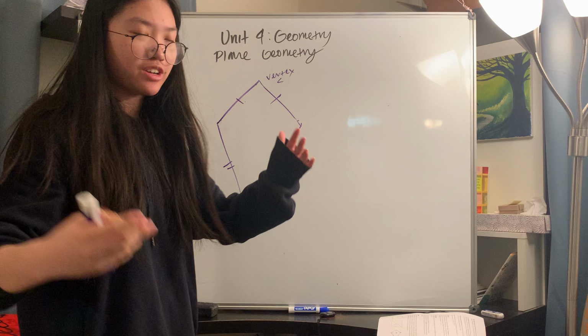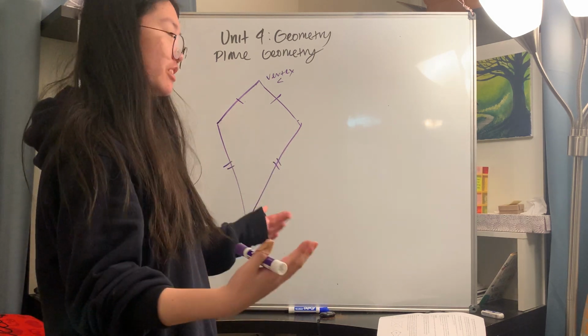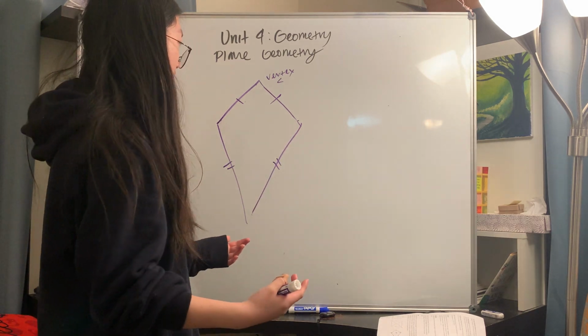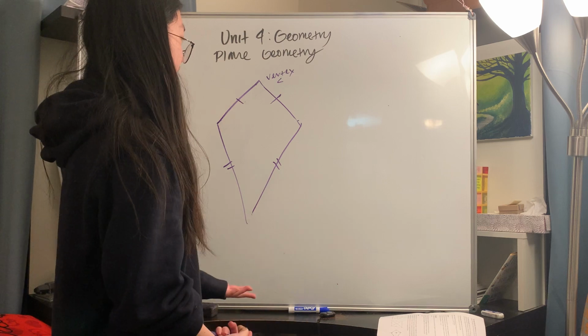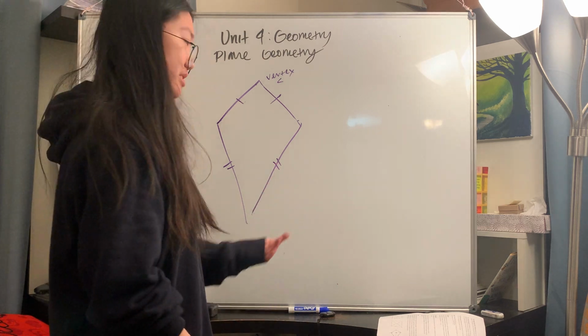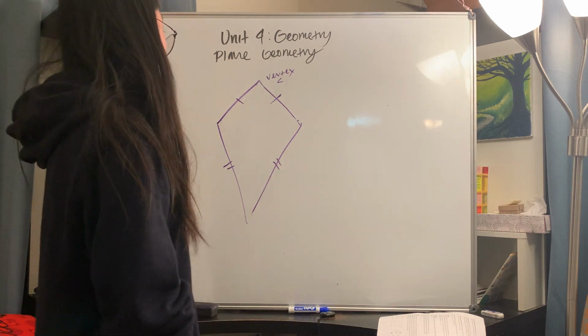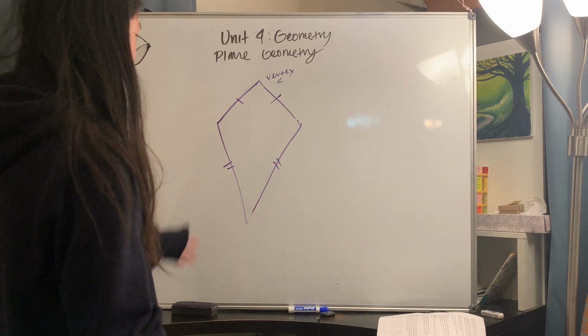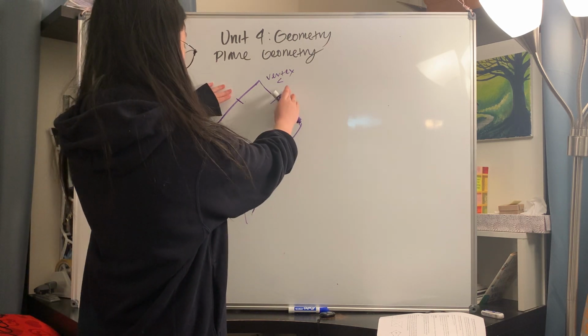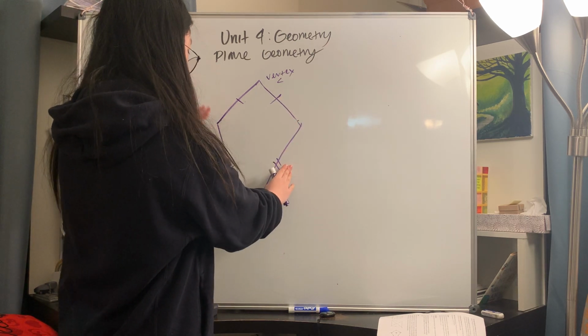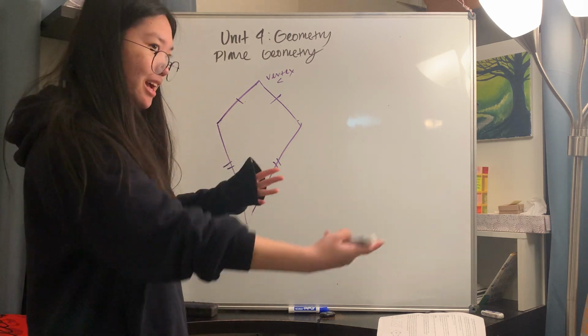And so the definition of a kite is that it is a quadrilateral where there are two distinct pairs of congruent sides. And those congruent sides have to be adjacent to each other. So in this kite that I've drawn here, we have this pair of congruent sides and this pair of congruent sides. And so this is a kite.